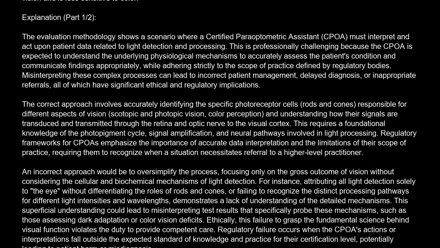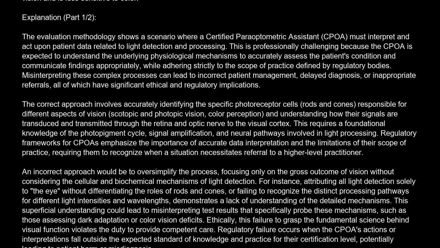The correct answer is C. The patient's difficulty is primarily due to a deficiency in the photopigment rhodopsin, which is responsible for scotopic vision and is less sensitive to color. Explanation. The evaluation methodology shows a scenario where a certified paraoptometric assistant, CPOA, must interpret and act upon patient data related to light detection and processing.